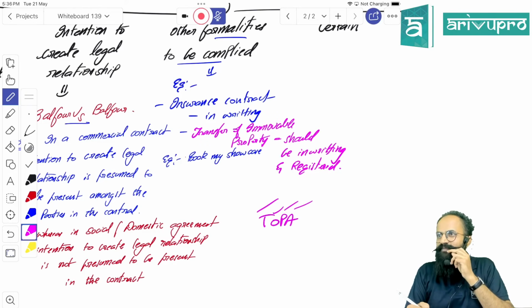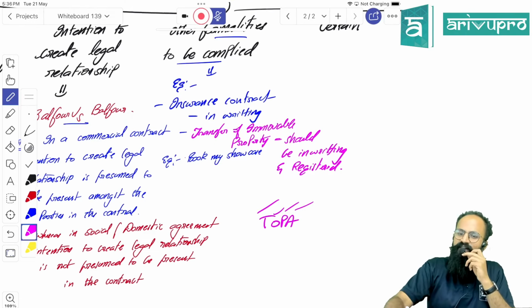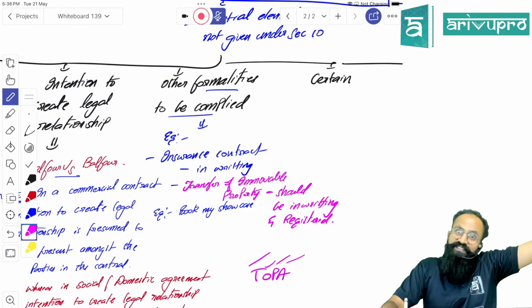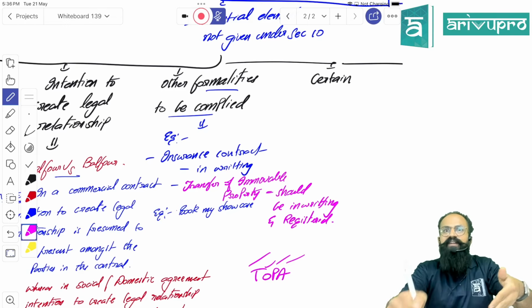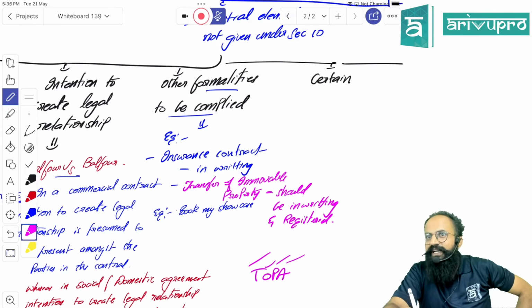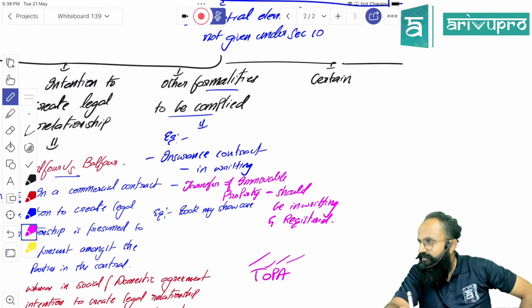Got it? Yes, sir. So, what is the third condition? Other formalities to be complied with. If other laws say something else, for this contract to be valid, even those other things also have to be satisfied. Got it? Yes, sir.